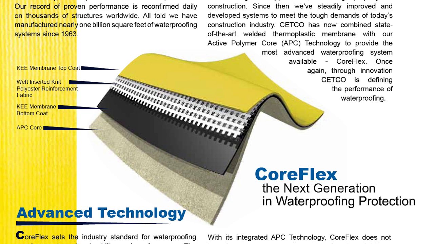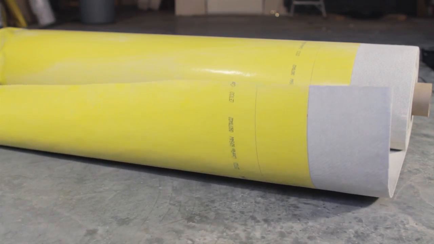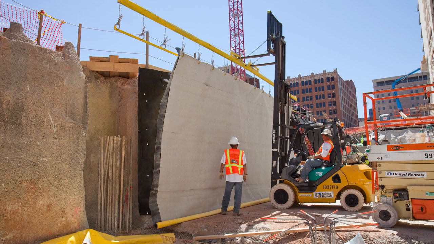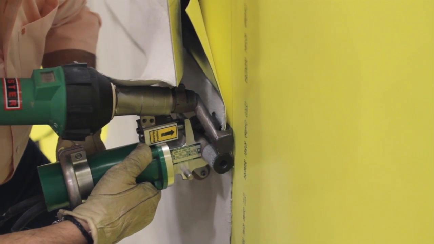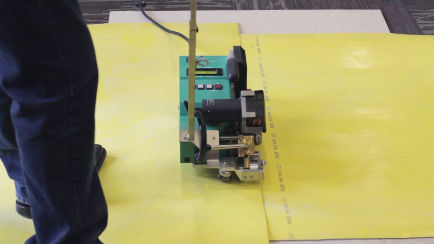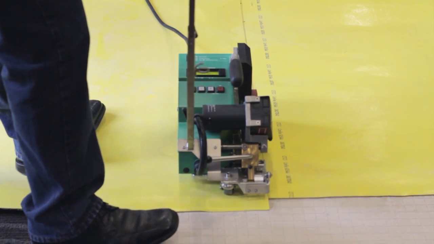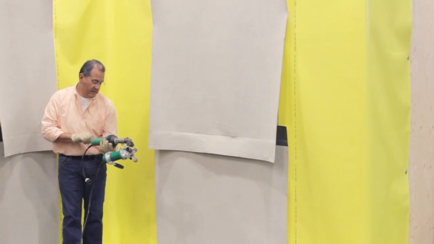Rather than relying on just an active membrane or just a passive membrane, Cetco has combined the best of both worlds into a two-layer independent waterproofing system. The first layer is a reinforced thermoplastic membrane. When installed, all the seams are heat welded, creating a fully impervious water barrier. Plus, the membrane has an extremely low water vapor transmission that qualifies it as a Class A vapor retarder per ASTM E1745. The second layer is Cetco's active polymer core, or APC for short.